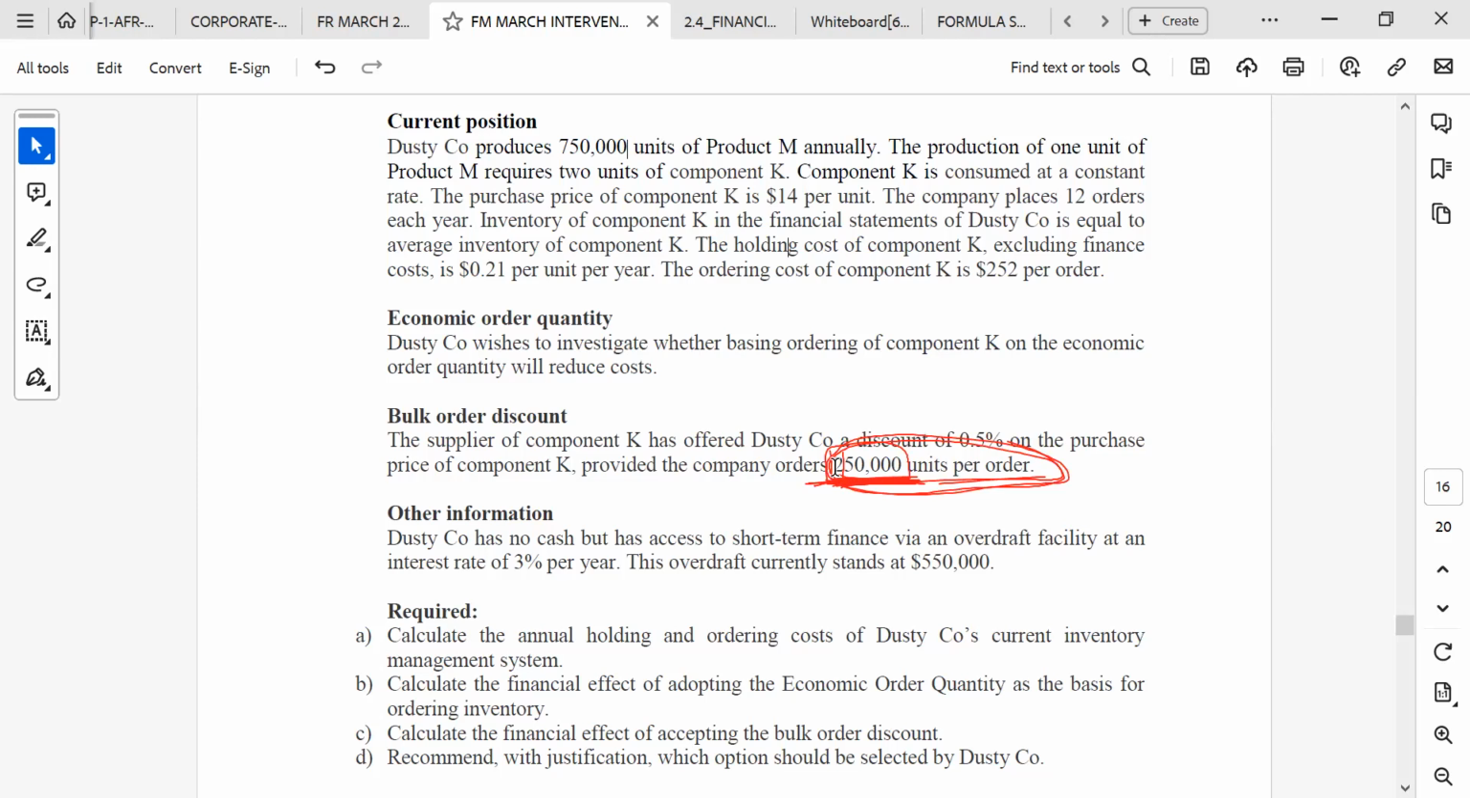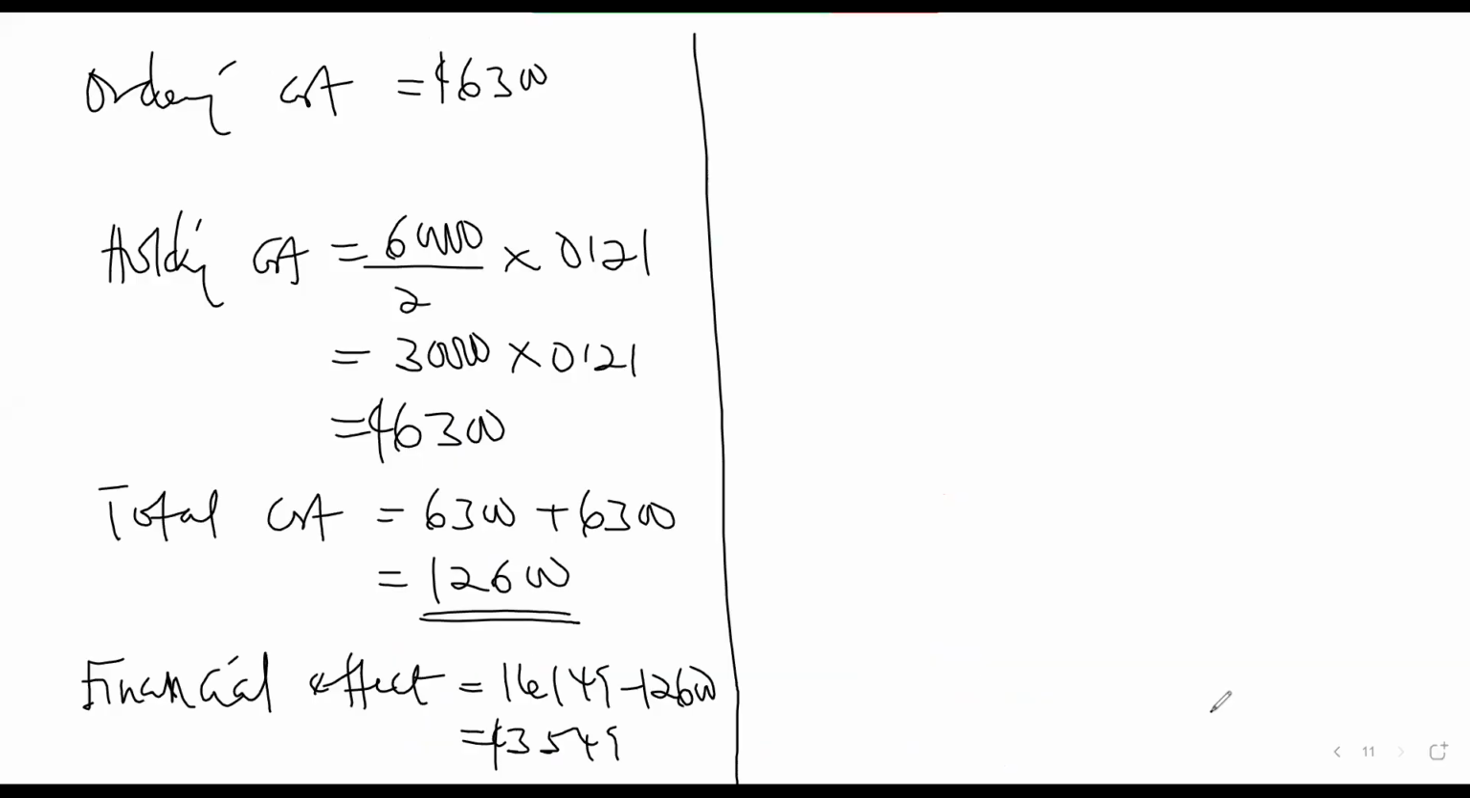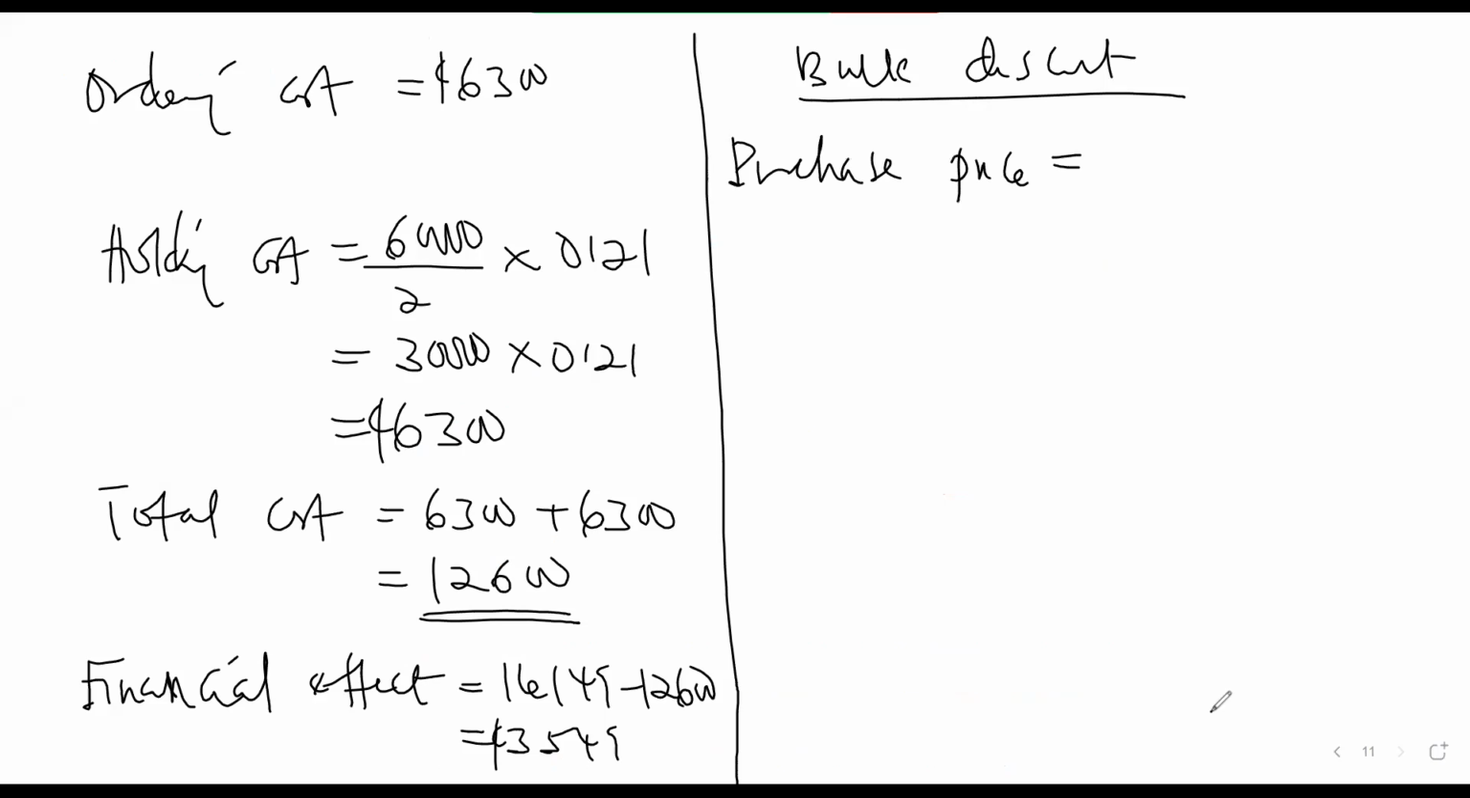Okay. Let's now look at the effect of this. So we look at option 3, which is the bulk discounts. What will be the effect of this now? We look at our purchase price first, because the purchase price will now be changing. Would the company be paying 99.5% of the purchase price because the discount is 0.5?